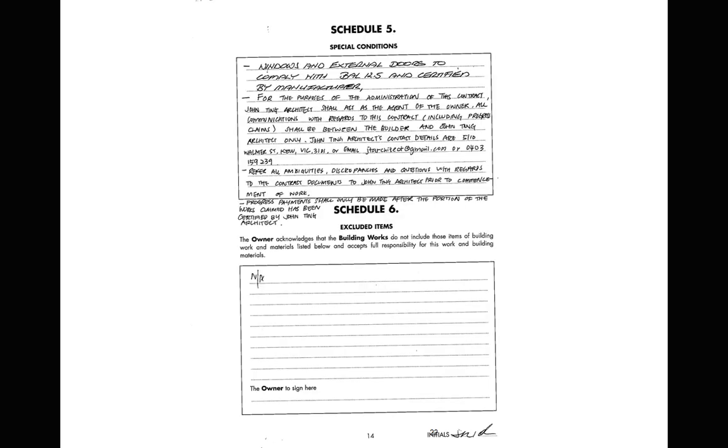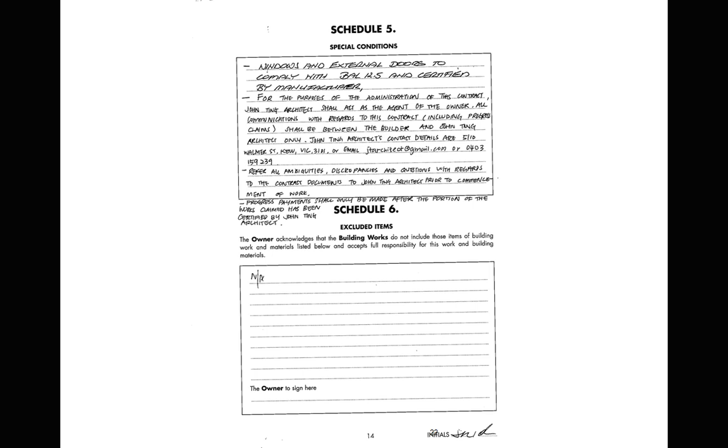I did mention last week that the HIA contract does not have a provision for the architect to be the contract administrator. So I've basically written in a special clause here that for the purpose of the administration of this contract, John Ting Architects shall act as the agent of the owner. All communications with regards to this contract, including progress claims, shall be between the builder and John Ting Architect only. And then I've listed my details there.